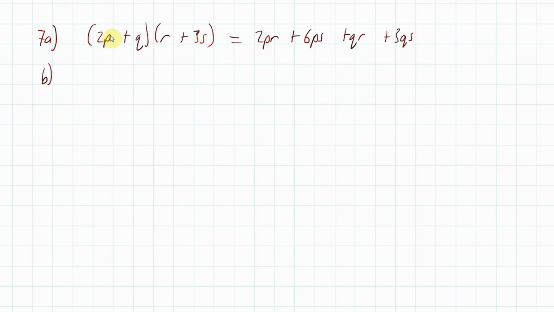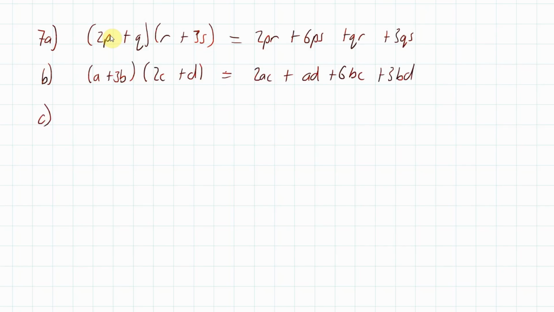That's that one. Let's try B. A plus 3b, all multiplied by 2c plus d. Oops. And now we will do firsts, so that will be 2ac. Then we'll do outers, which is a times d. Then we'll do inners. 3b times 2c is 6bc. And then we will do lasts, which is 3b times d, which will be 3bd. We can't simplify any further there either.